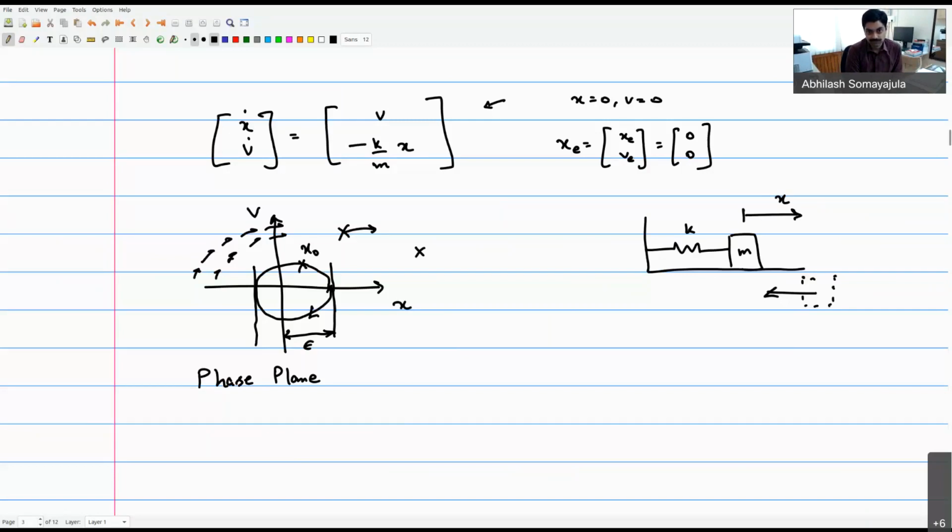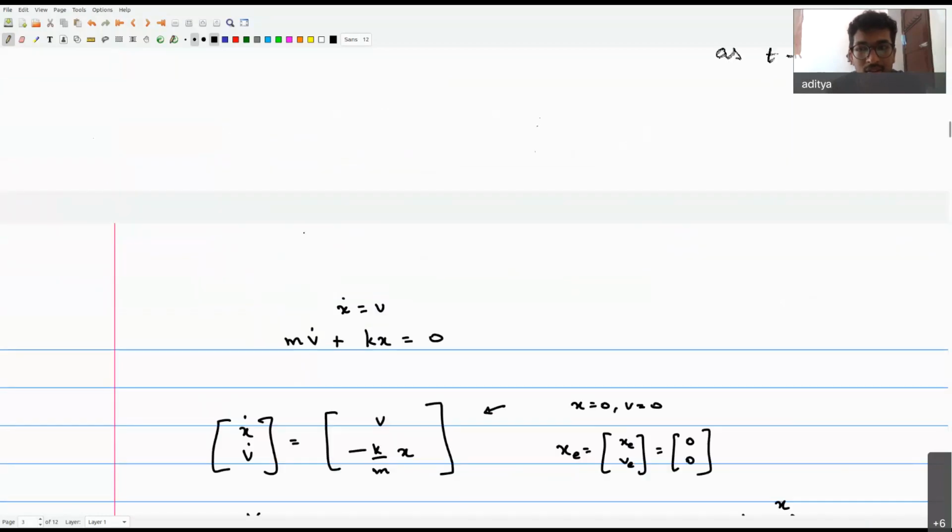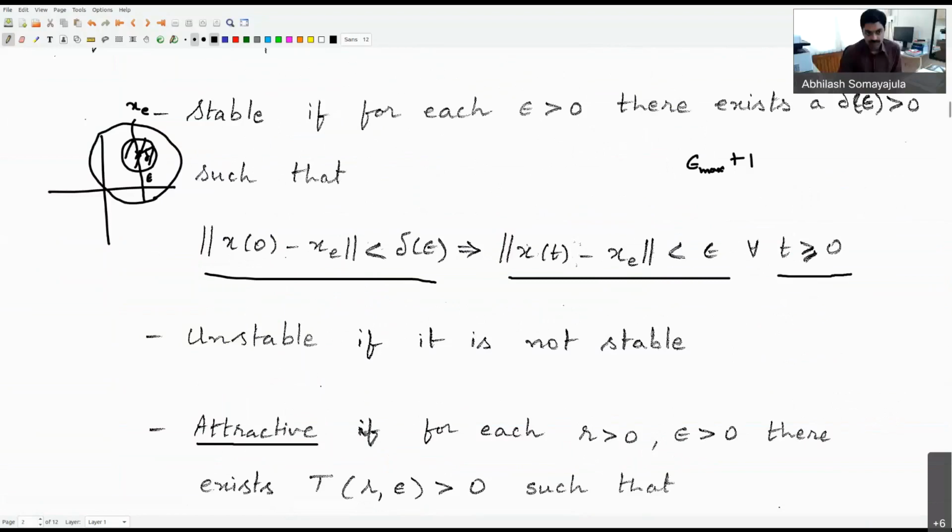So epsilon is a scalar, right? This is a scalar value. And delta might be a vector? No, delta also is a scalar value. I'm always considering both of them to be norms, right? Norm of x minus xe, norm of x(t) minus xe. I'm basically looking at the vector pointing to the new position, and how big that vector can get. Okay, yes.